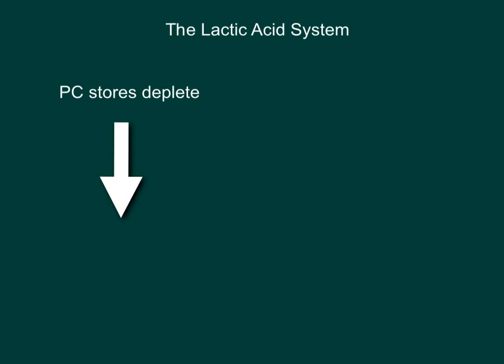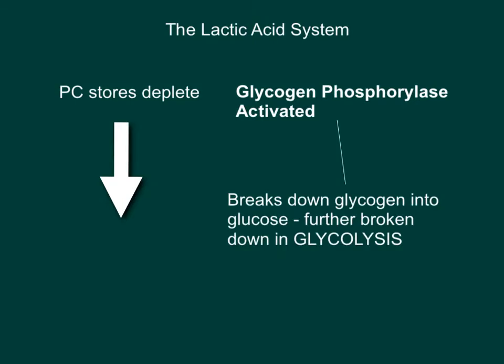So when an athlete starts to exercise within the ATP-PC system, and these stores of PC begin to deplete, this will then activate the enzyme glycogen phosphorylase, and that's a new enzyme that you need to be aware of in this system. The role of glycogen phosphorylase is to break down the glycogen stores within our muscles and liver into glucose, which is then further broken down in a series of reactions called glycolysis.